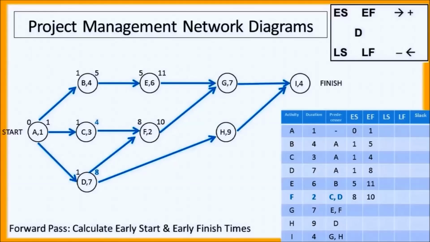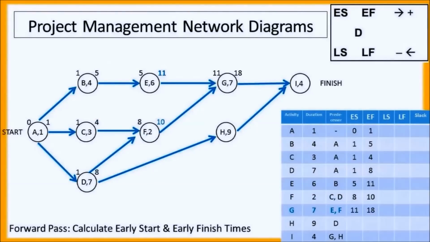In this case, it's task D. Task D finishes at time equals to 8. So that's the earliest that we can start task F. Task F lasts for 2, and so the earliest task F can be finished is at time 10.